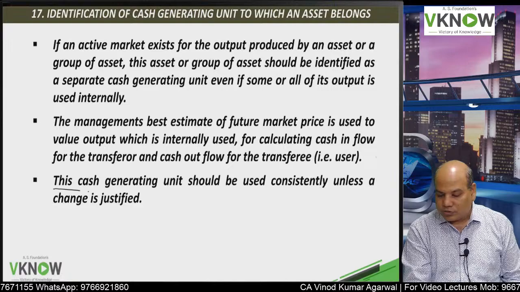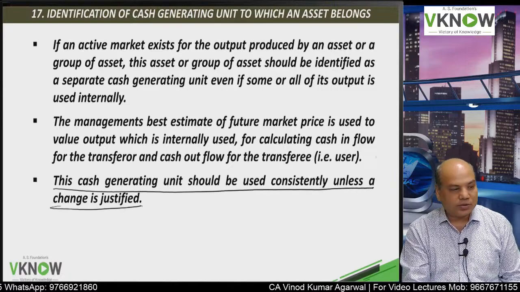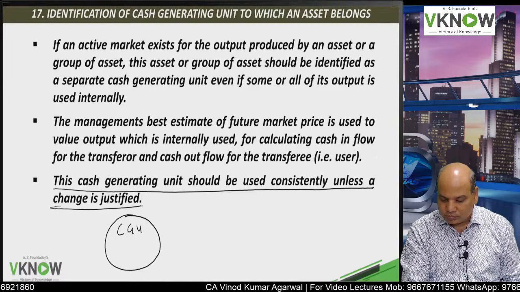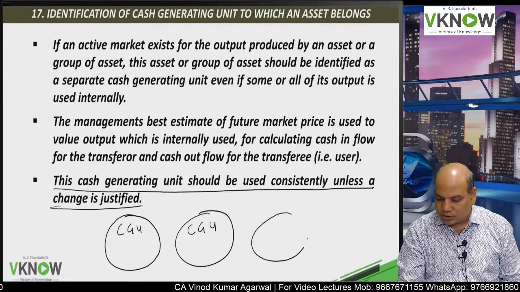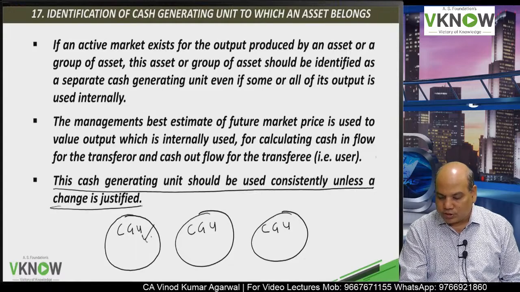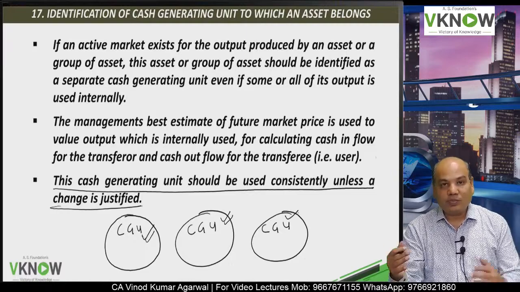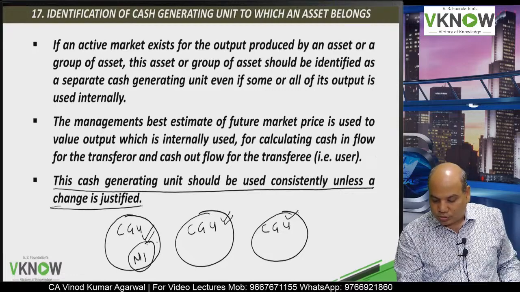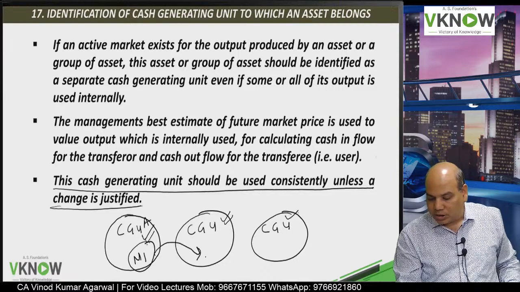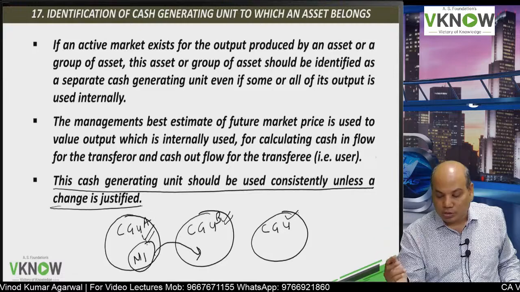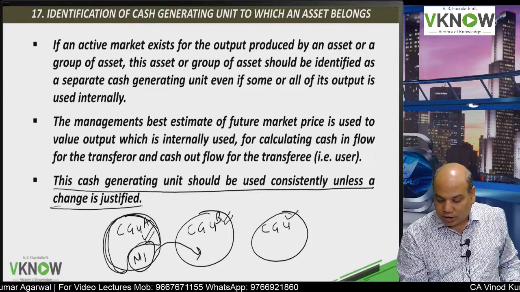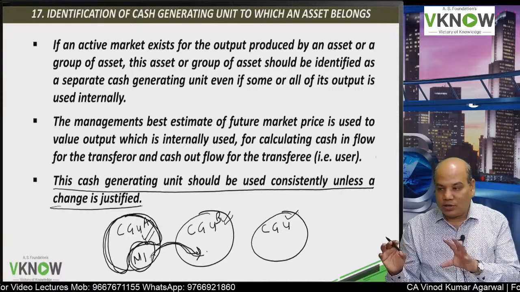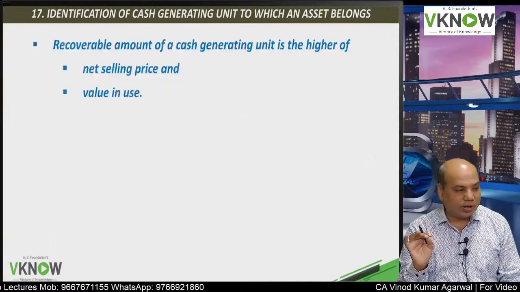Next point is CGU should be used consistently unless a change is justified. That means this is one CGU, this is another CGU, this is another CGU. So we have to use the CGU every year consistently. But sometimes there can be transfer of asset from one CGU to another. Machine 1 of CGU, let us call it CGU A, may have been transferred to CGU B. Then while calculating the carrying amount of CGU A, I will remove this machine and add it in the other CGU, only if it is justified. Otherwise CGU will be determined consistently.